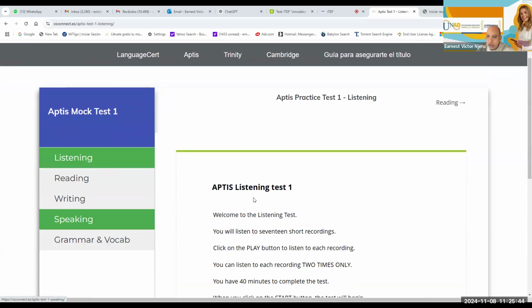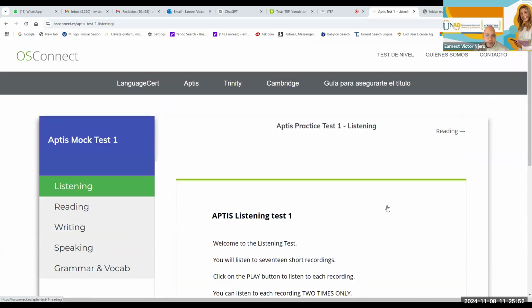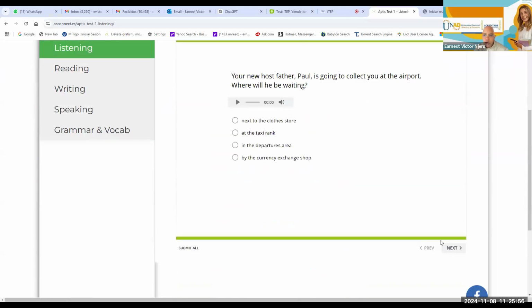So let's try to mute our microphones for a moment, please, before we do the practice. And here, as you can see, the structure is very easy. You come to the Aptis, you click here. As we said, we are going to do only one or two. We are going to do two listenings to try to apply what we have learned, and then we go to another skill.